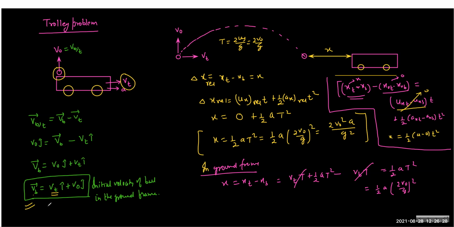So the velocity of the ball is how much? In the ground frame, the velocity of the ball is Vt I cap and V naught J cap. So Vt I cap, V naught J cap. This is the ball.